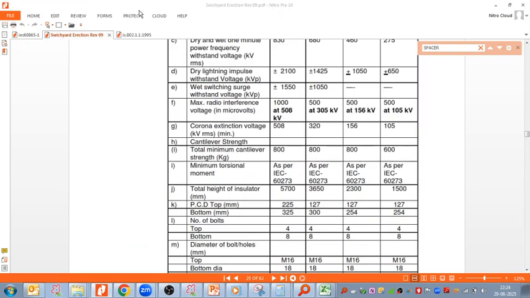Okay. Yeah, Lalit, tell me. Yeah, this is for the flexible conductor, so we need the calculation for the rigid conductor. Yeah, I was about to take this up as well.